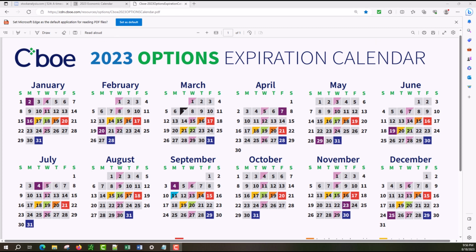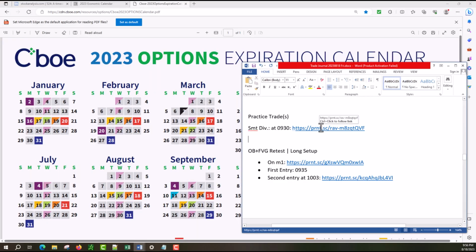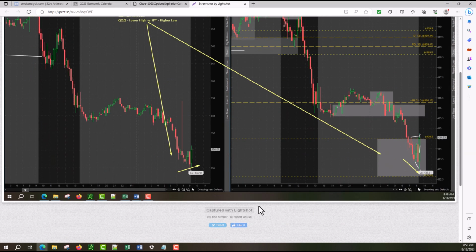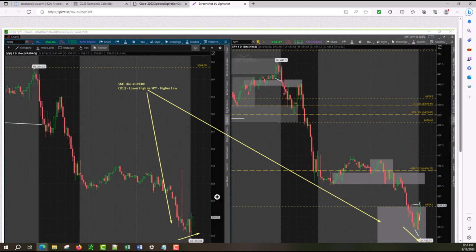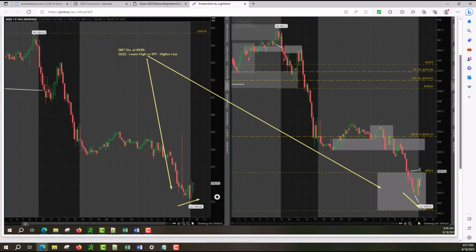Right, let's take a look at the screenshot we checked at 9:30. Right here we see that the QQQ made a lower high, but the SPY made a lower low. Sorry, this is a low or low, not a high or low. It made a lower low, so basically it took the sell side liquidity. That's the divergence right there.